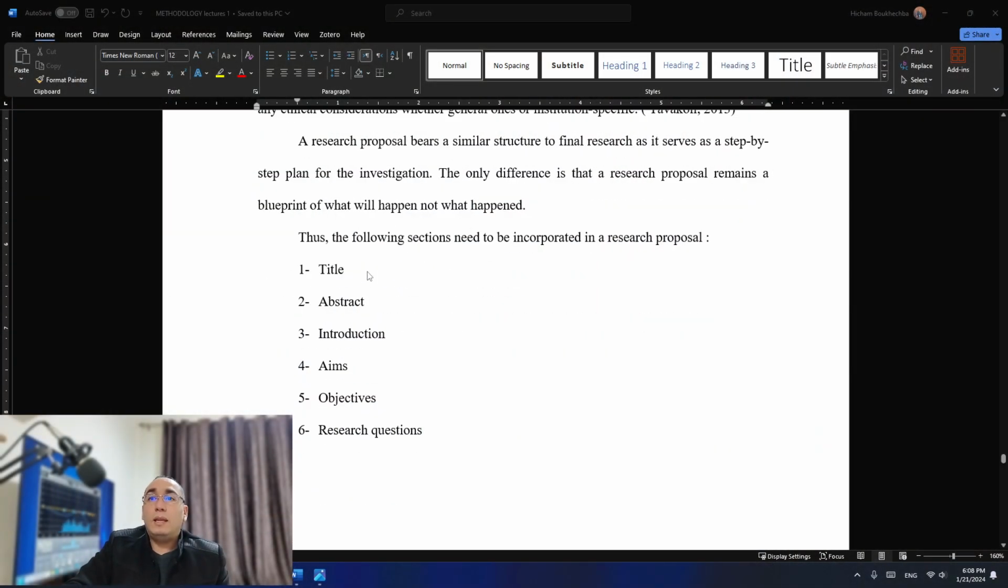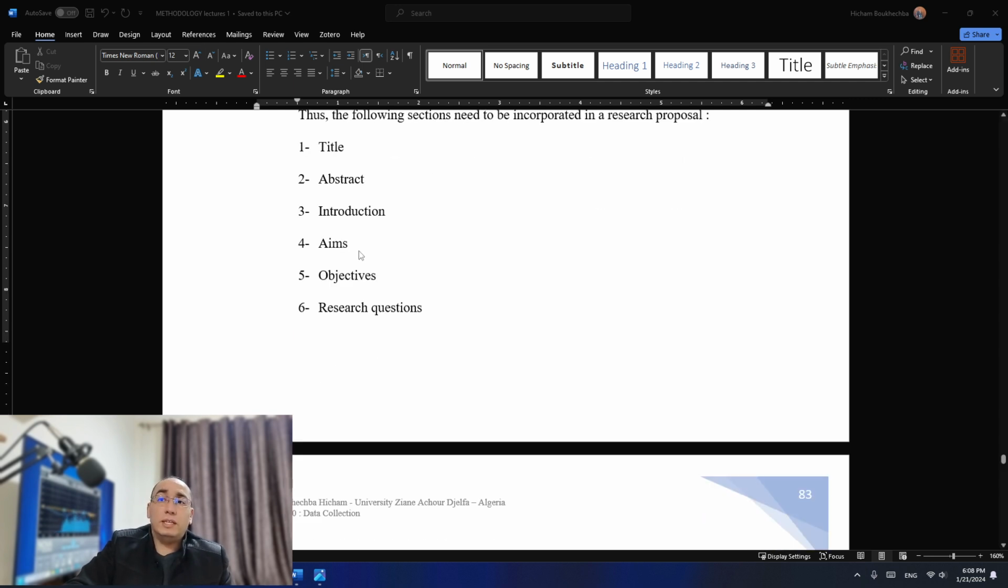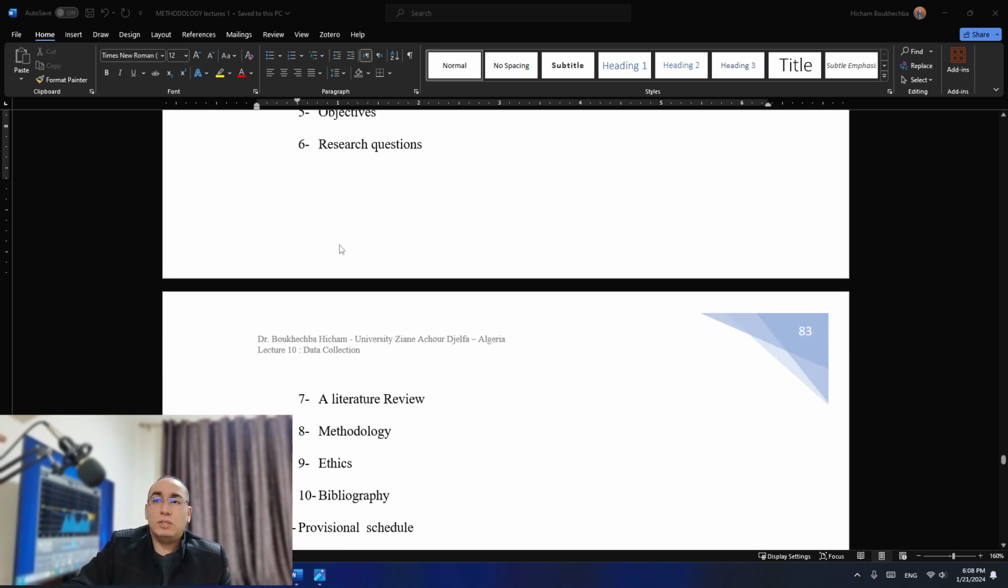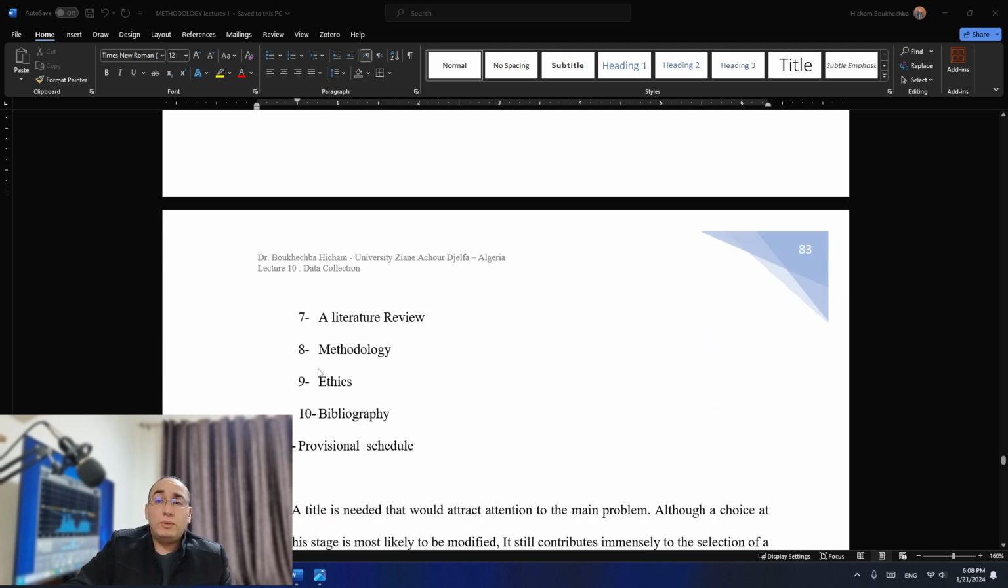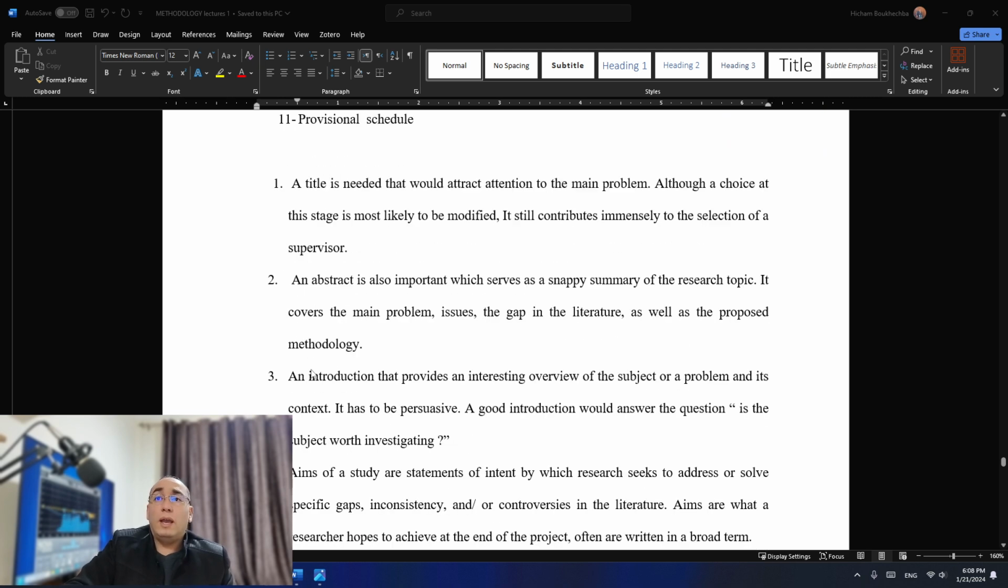Now, the following sections need to be incorporated in a research proposal. So what do we have? Number one, of course, you need a title. That's very important. You need an abstract, you need an introduction, aims, objectives, research questions, literature review, methodology, ethics, bibliography, and of course, a provisional schedule. And I will explain each one and why it's needed.